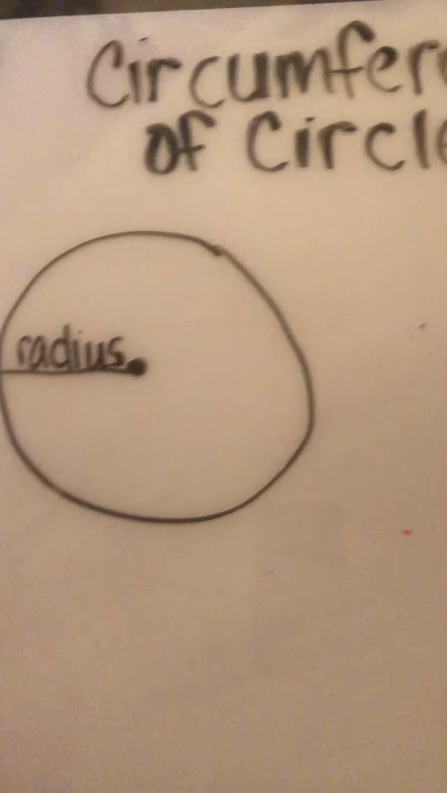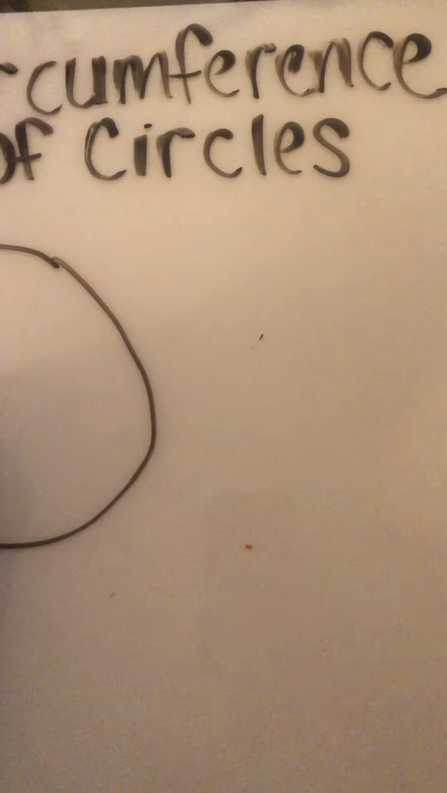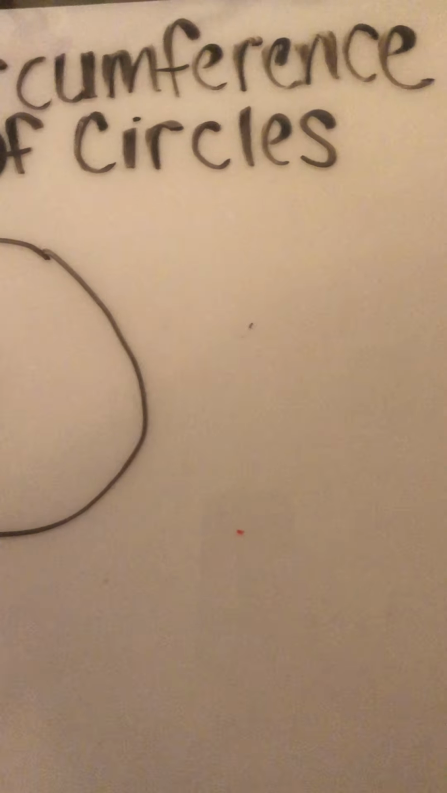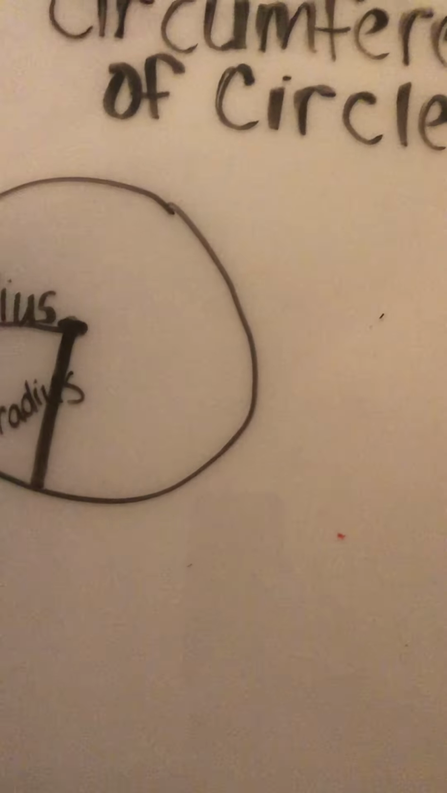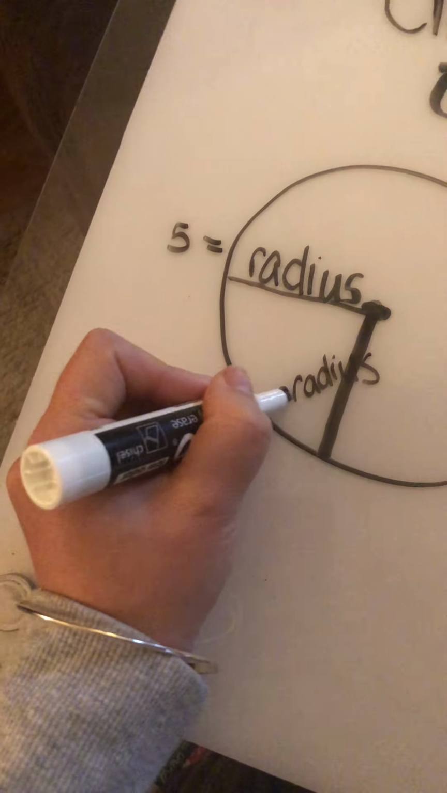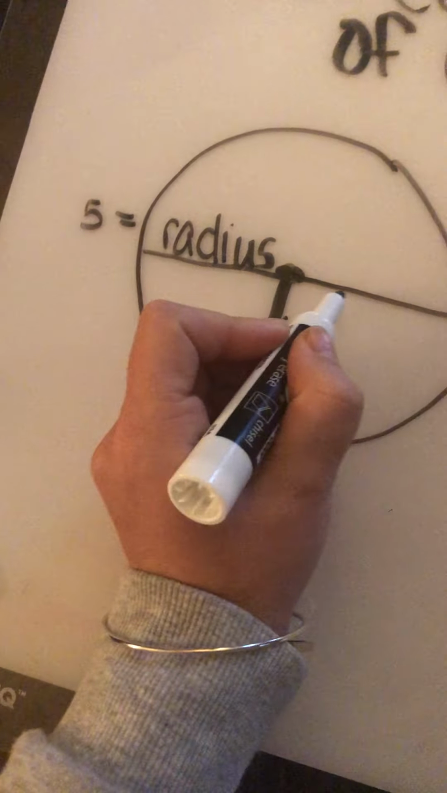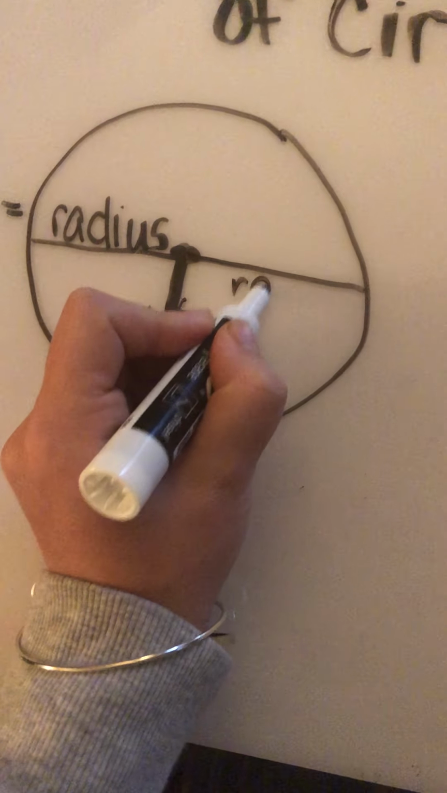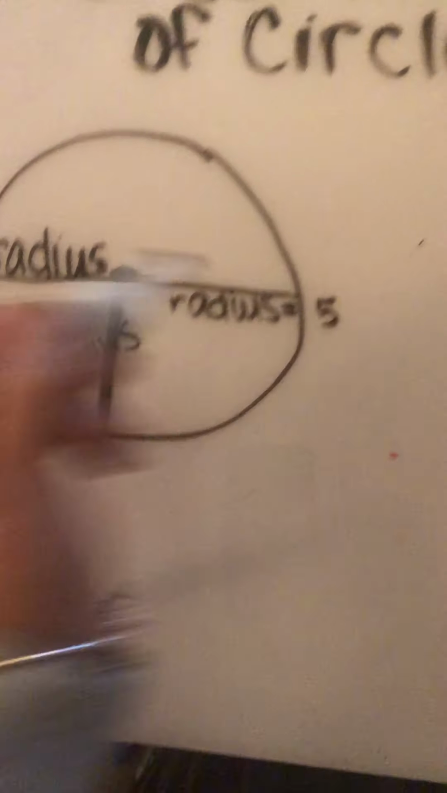Okay, and a radius can be from any point from the center to any side, and they will all be equal. Okay, so if this radius was equal to 5, then this radius would also be equal to 5, as well as any other radius that I draw in my circle. They would all be equal to 5.